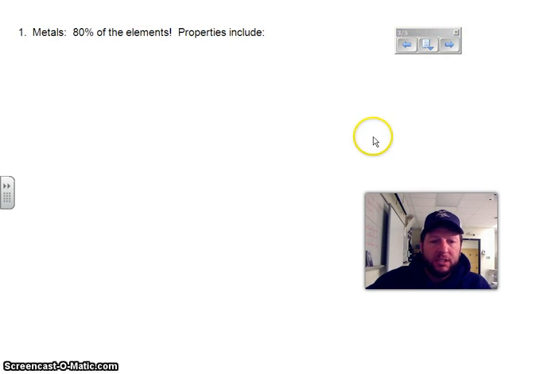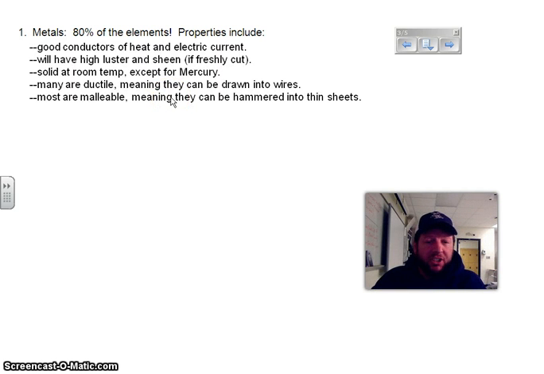All right. Now, there are 3 main classes of elements. The first main class are the metals. They are 80% of the elements that we can find. Their properties include, number 1, they are good conductors of heat and electric current. That's why we use copper for our wiring, and that's why we use iron for our cooking utensils, cookingware, because they conduct heat and electricity very well.